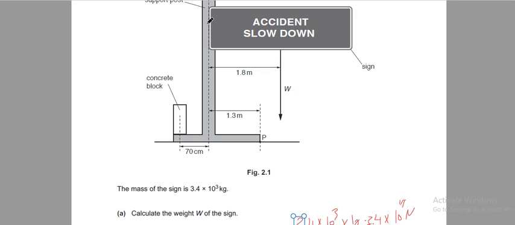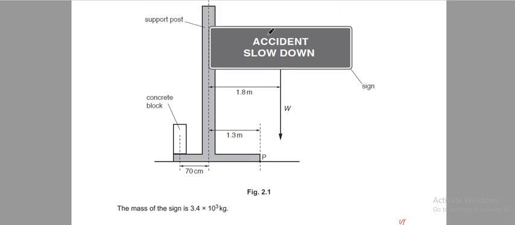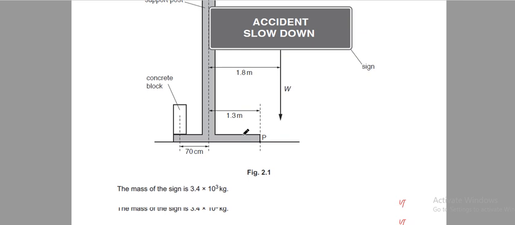Here is the weight of the sign. Here is the post to which the sign is attached, and the center of the post, from which the horizontal distance to the weight is measured. Point B is at the base of the post. This is the point that the question needs to be the pivot, and the distance of this point from the center of the post is 1.3.